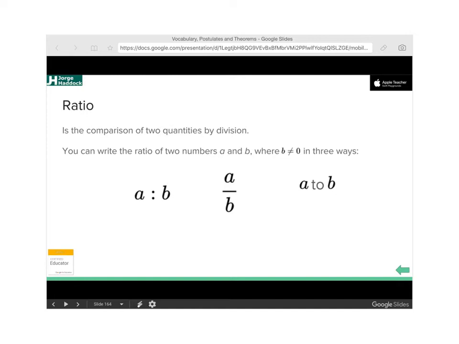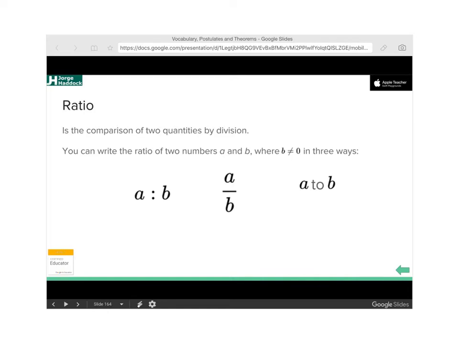And a ratio is a comparison of two quantities by division. You can write the ratio of two numbers A and B, where B is not equal to 0, in three different ways. We can write A:B, A over B as a fraction, or A to B.